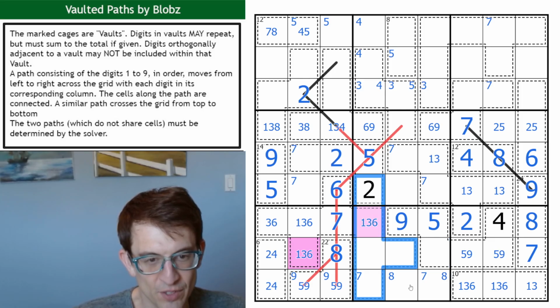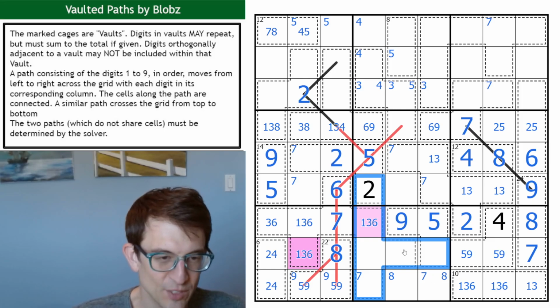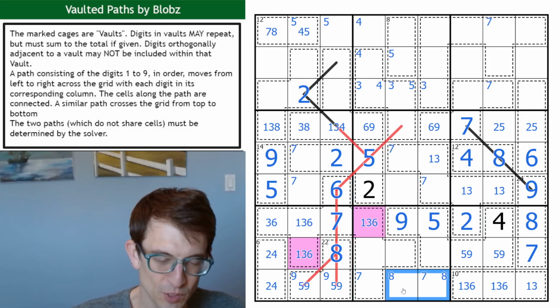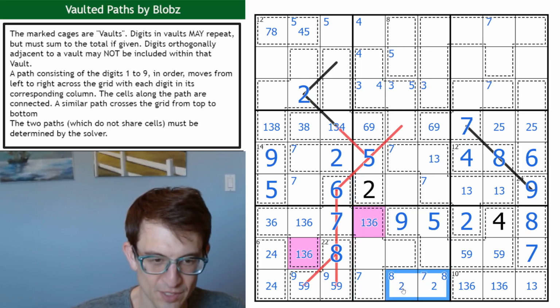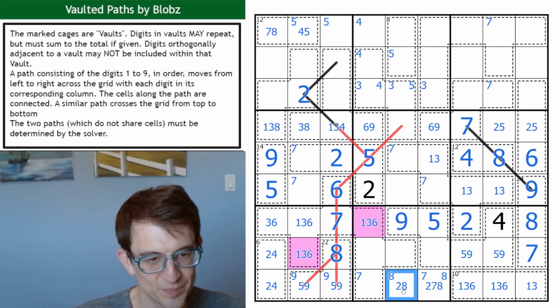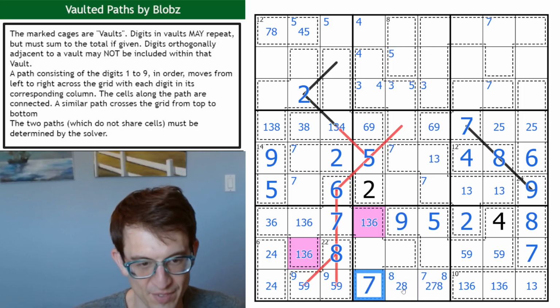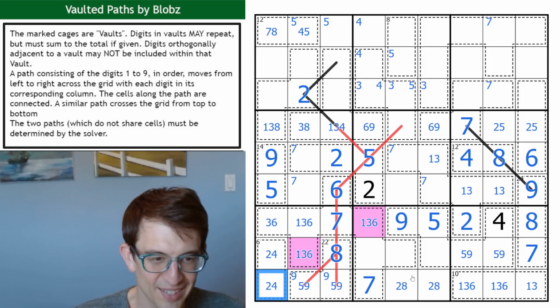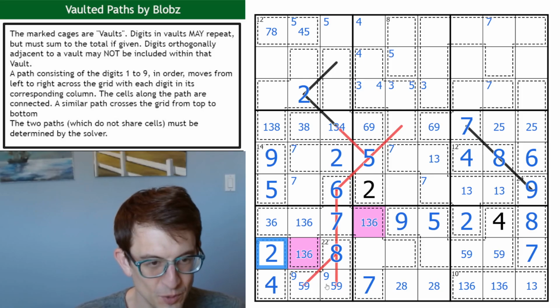2 is not in any of those. 2 is not here either. That's what I'm missing. 2 is not in this cage. 2 is in one of those 2 cells. So this is a 2, 7, 8 triple. That's a 7. This is just a 2, 8 pair, because this can't be 2 or 8. 8 or 2. So that's a 7. My 2, 8 points here. That's 4, 2.